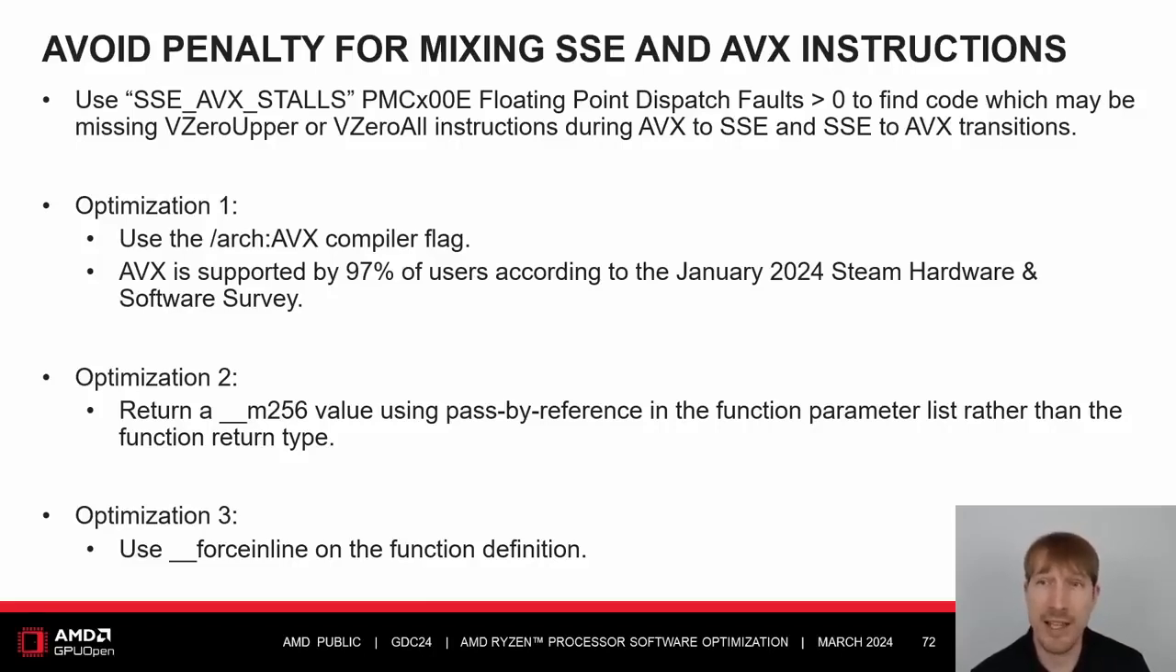First, use the /arch:AVX compiler flag. AVX is supported by 97% of users according to the January 2024 Steam Hardware and Software Survey. However, this may not be a viable option for software with very old SSE2 minimum hardware requirements. Second, return an __m256 value using pass by reference in the function parameter list rather than the function return type. And third, use force inline on the function definition. Any of these changes may allow compiler optimizations to reduce floating point dispatch faults.